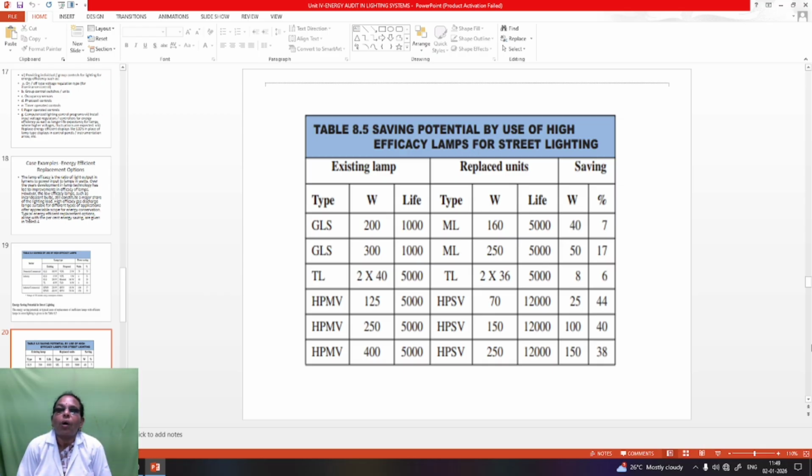Then HPMV 250 watt, lifetime is 5000 hours, is replaced by HPSV 150 watt, lifetime 12,000 hours, with 100 watt, 40% saving. HPMV 400 watt, lifetime is 5000 hours, is replaced by HPSV 250 watt, lifetime 12,000 hours, with 150 watt, 36% saving.